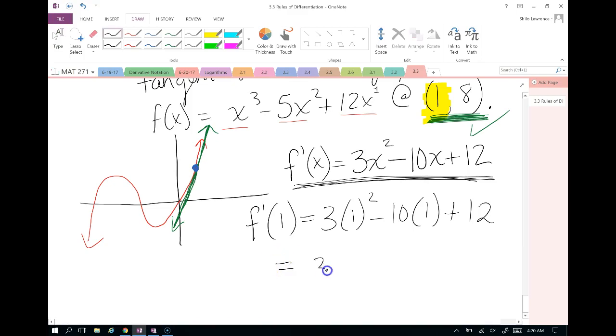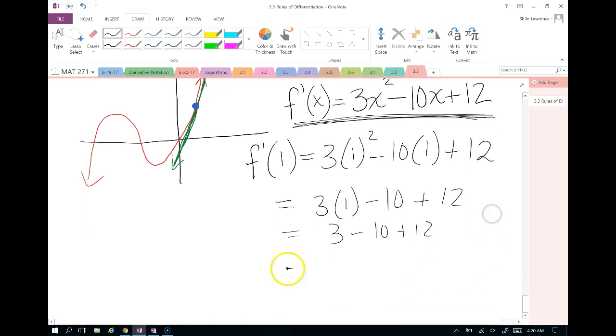So I've got 3 times 1 squared, which is 1, minus 10 times 1, which is 10, and plus 12. So we've got 3 minus 10 plus 12. Well, 3 minus 10 is -7. -7 plus 12 is 5. Our line has a slope of 5. So we've got everything we need to set up the equation of a line. We've got a slope of 5, and we know it goes through the point (1, 8).